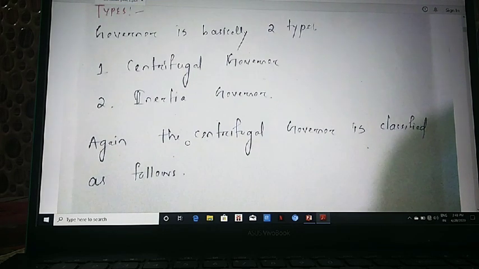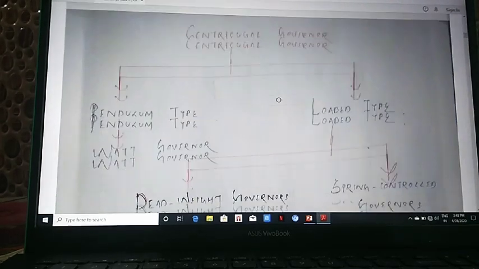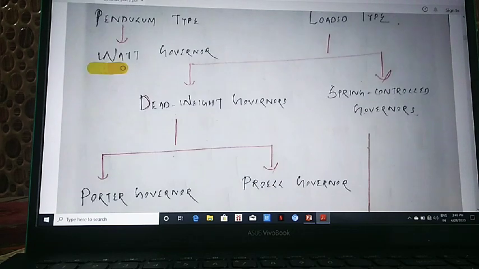Now see the classification of the governor. It is divided into two types: centrifugal governor and inertia governor. The centrifugal governor is the most important one, and it is also called the speed controlled governor, and the inertia governor is also called the acceleration controlled governor. Now you will see the detailed classification of the centrifugal governor. It is of two types: pendulum type and loaded type. Pendulum type includes the simplest type of governor, that is the Watt governor, also called the conical pendulum governor. We will discuss this in detail also.